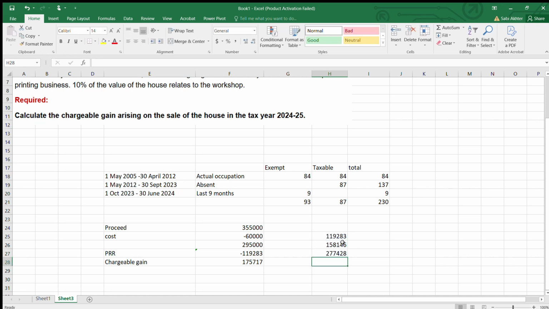On the 90% during this period, you are not absent. You will get 90% of this 137 as exempt. The remaining 10% will be taxable.